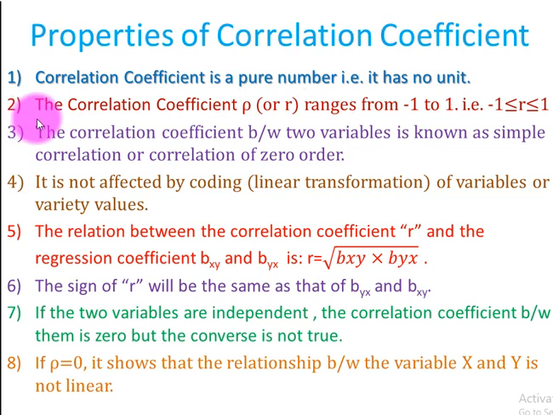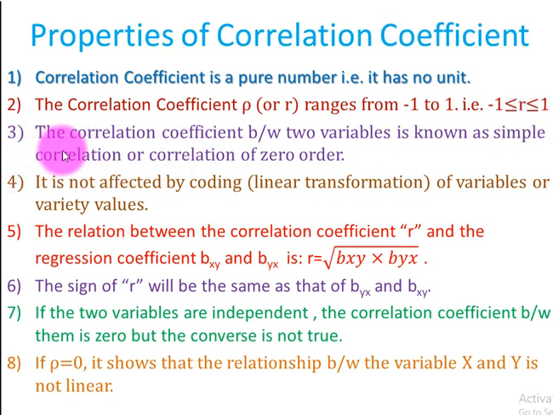The second property is the correlation coefficient, that is rho or r. We are using rho for the population and r for the sample data. Its range is from -1 to +1, that is, -1 is less than or equal to r is less than or equal to +1. Okay, this is the range and second property of the correlation coefficient.